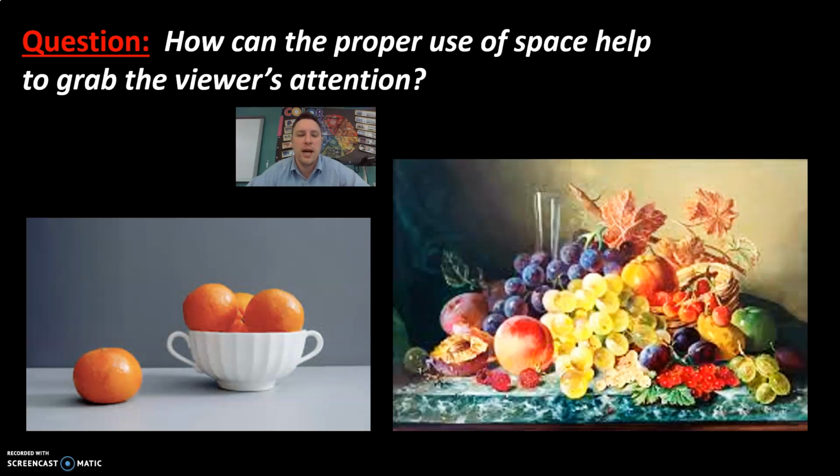The viewer has a lot more to look at than just a couple oranges. The whole space of the paper is filled, and again, there's just a lot more going on. So using the space properly is what makes this image on the right the stronger of the two artworks, the more engaging of the two.